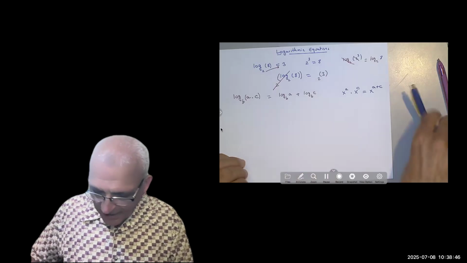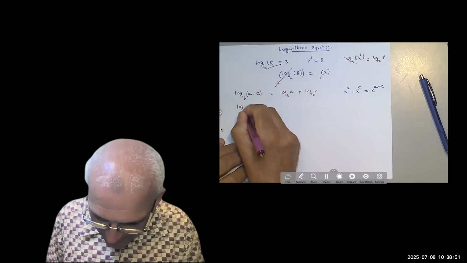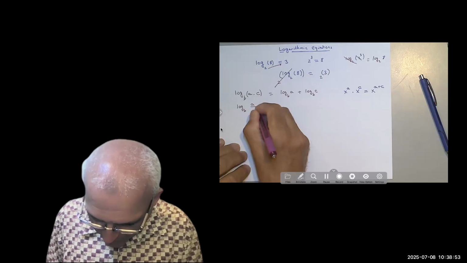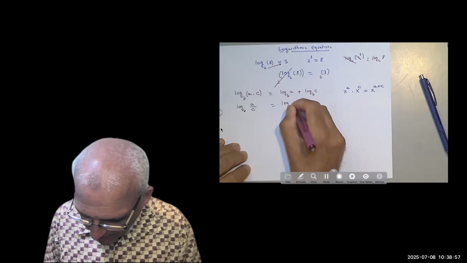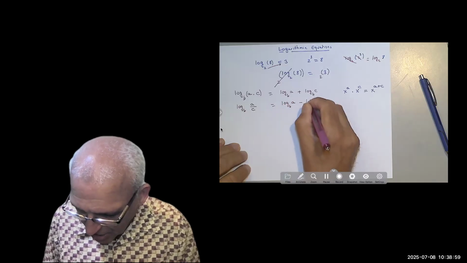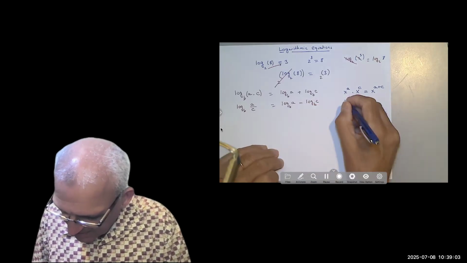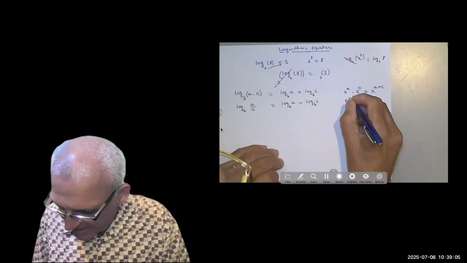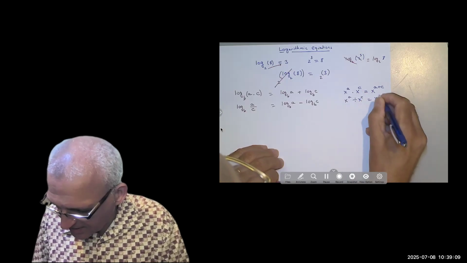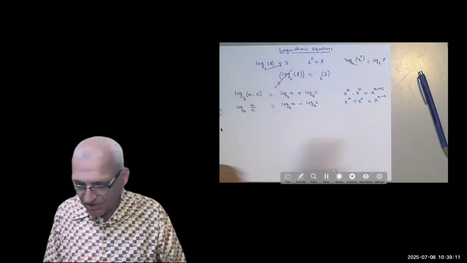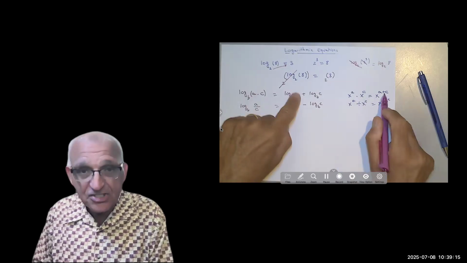So likewise, if I write log to the base b of a over c, that becomes log to the base b of a minus log to the base b of c. Like we said here, x to the a divided by x to the c equals x to the a minus c. I'm just showing you division, subtraction, multiplication, addition.